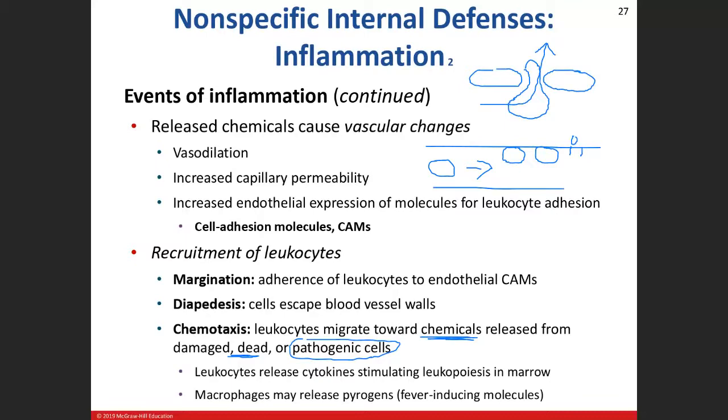Okay, so these leukocytes then will release their own chemicals, the cytokines, and that will then, well, it depends on which ones they're releasing, will act as chemotaxic agents, but also are going to stimulate, what's this process here? What is this? What's that? That's right, leukopoiesis, the formation of more white blood cells. So our red bone marrow, our primary lymphatic structure, is going to make more white blood cells.